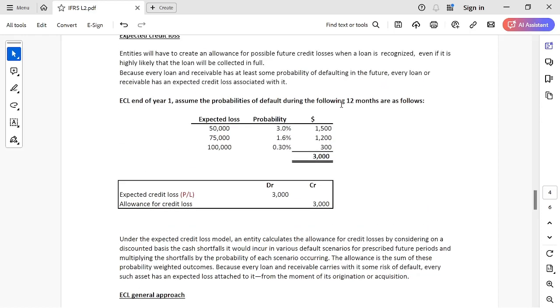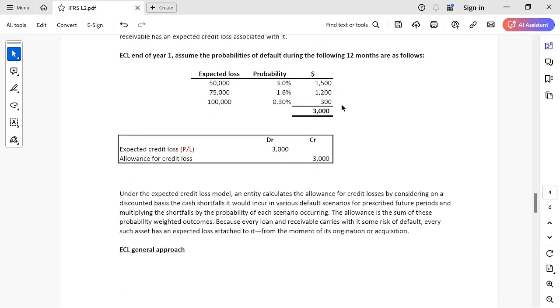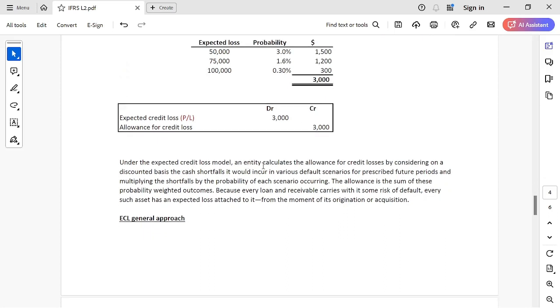So this is what's mentioned here when we said that under the expected credit loss model, an entity calculates an allowance by considering, on a discounted basis, the cash shortfalls it would incur in various default scenarios. So we have various scenarios here for future periods, by multiplying this shortfall by the probability of such scenario. So here are the scenarios, probabilities, multiplying, we get an amount. The allowance is going to be the sum of these probability weighted outcomes, which in our case is 3,000.